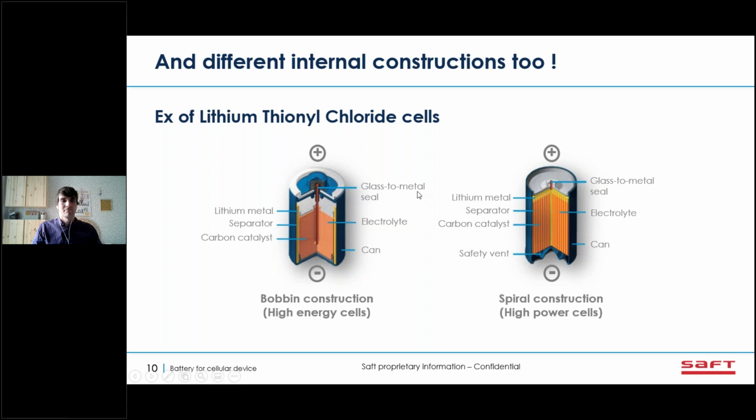The spiral construction is for higher power cells, so a higher level of current and a little bit lower, shorter life duration. You have one electrode in lithium, one separator, one electrode in carbon, and you roll it as a spiral, like a jelly roll, and you insert the jelly roll inside a can before filling with electrolyte and closing the cell.